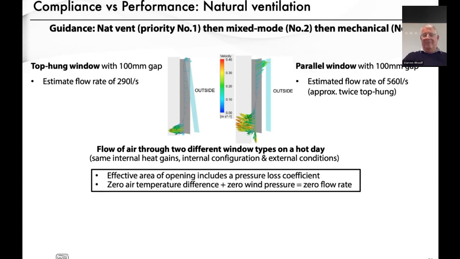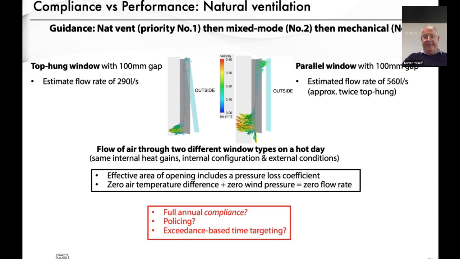So we're not really that interested in the window area, but we are quite interested in the open area, and even more interested in the pressure loss as you go from one side to the other, and this thing called effective area, because that includes a pressure loss coefficient, and for any given pressure difference, that drives the flow through the window. But if you've got no air temperature difference and no wind pressure, you're going to get no flow. There's absolutely nothing to drive it.